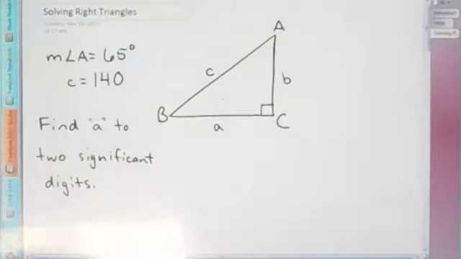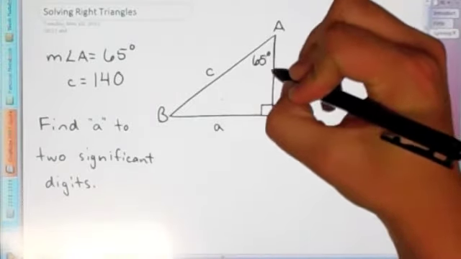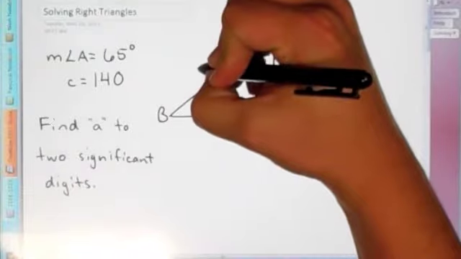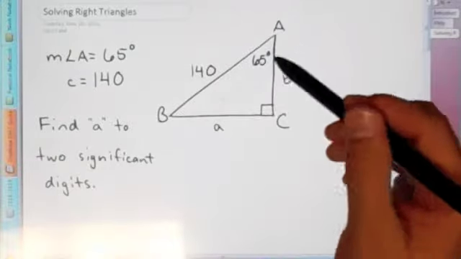A good thing to do is to just label your diagram. So it was 65 degrees here, C now becomes 140. And we need to find A to two significant digits. So now we need to set up an equation, but we need to figure out, are we using sine, cosine, or tangent? And the way we know which one is by thinking about the information given.